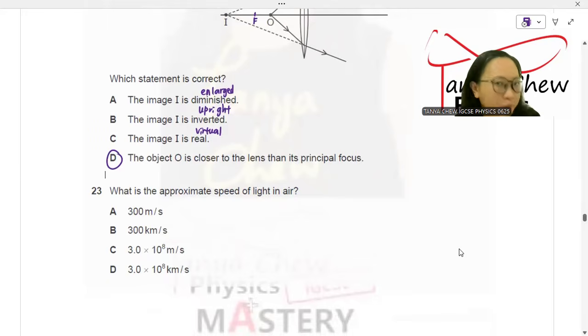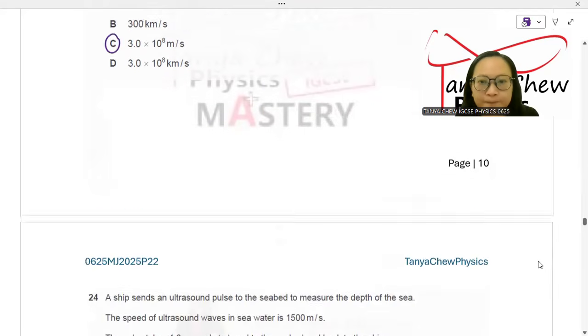Number 23, what is the approximate speed of light in air? Speed of light in air and speed of light in vacuum is the same, which is 3 times 10 to the power of 8 meter per second.